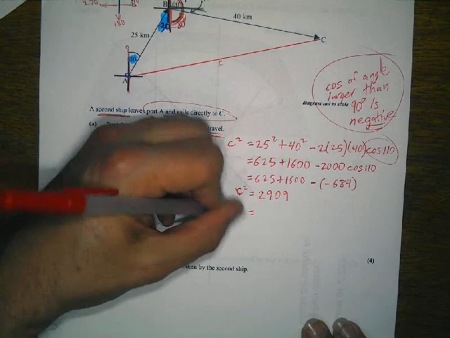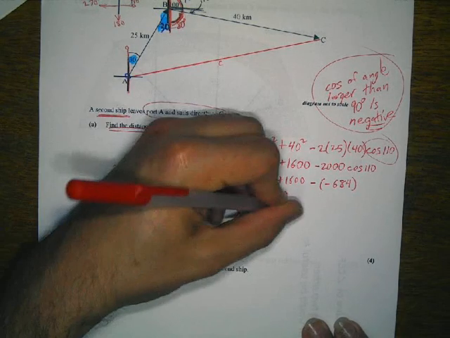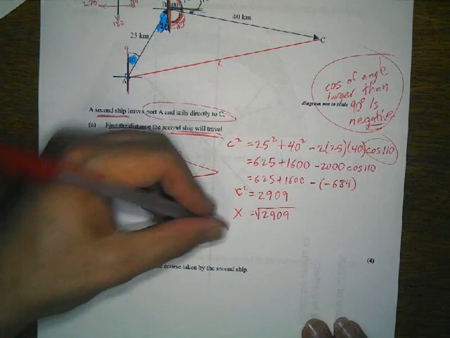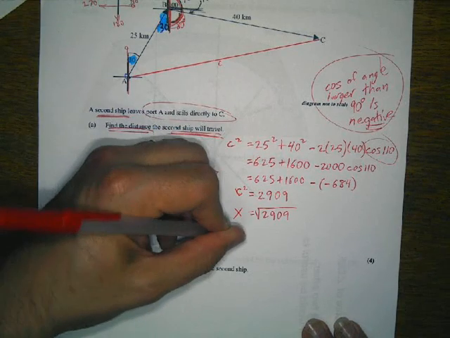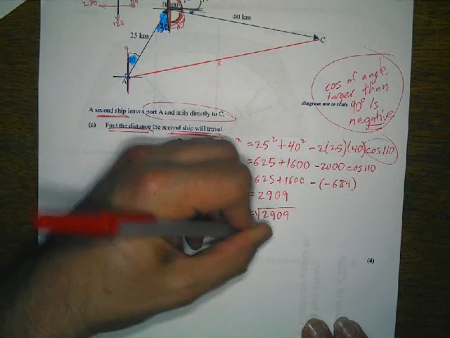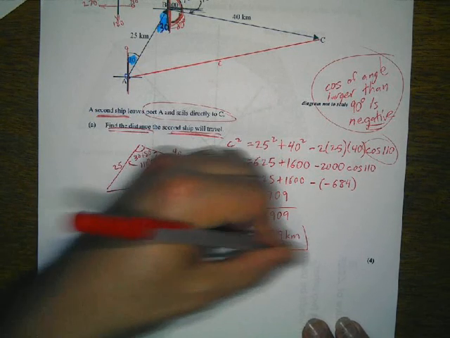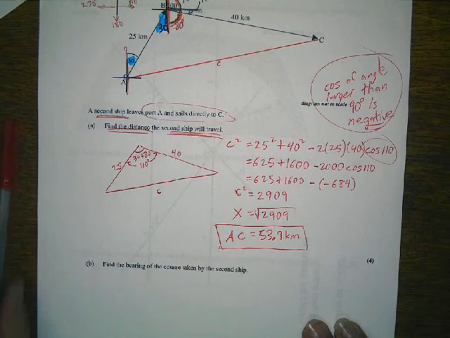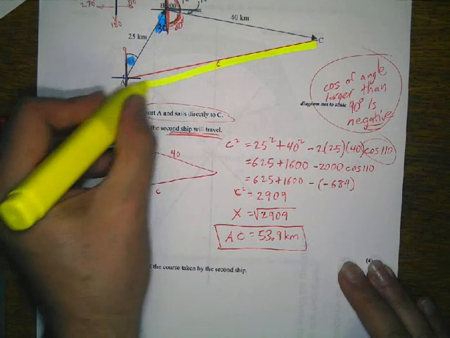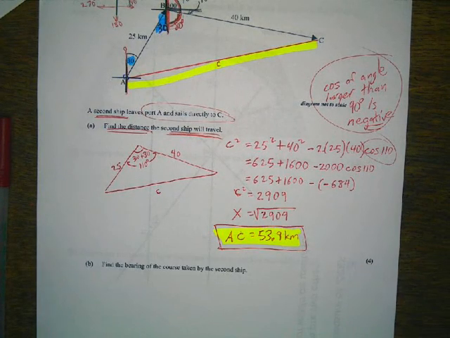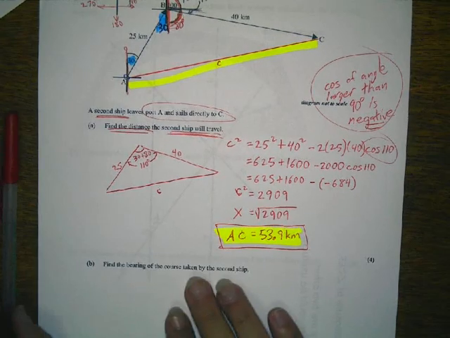I'm just going to call it x. The square root of this is going to give me our length of AC, which is 53.9 kilometers. Okay? That's the length of this line. Okay, find the bearing of the course taken by the second ship.